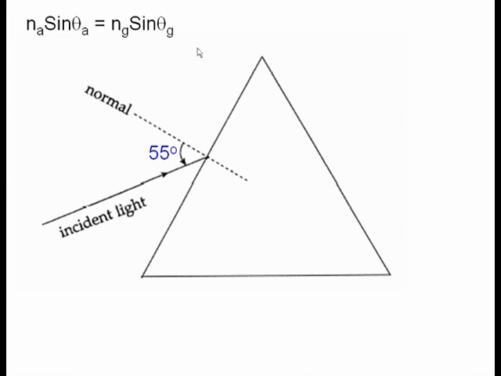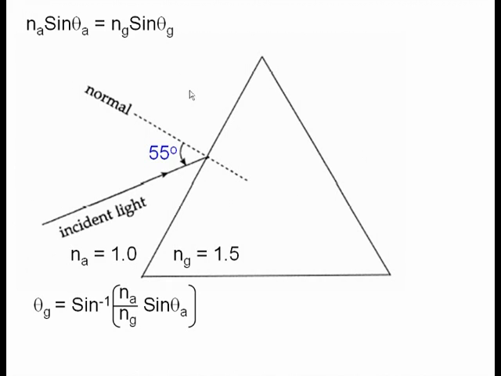So we're going to use Snell's law, solving for theta glass. We're dividing by n of the glass, and then we'll do the inverse sine like before. So we have 1.0 over 1.5 times sine of 55. This comes out to 33 degrees after doing the inverse sine. So the 33 is in here.